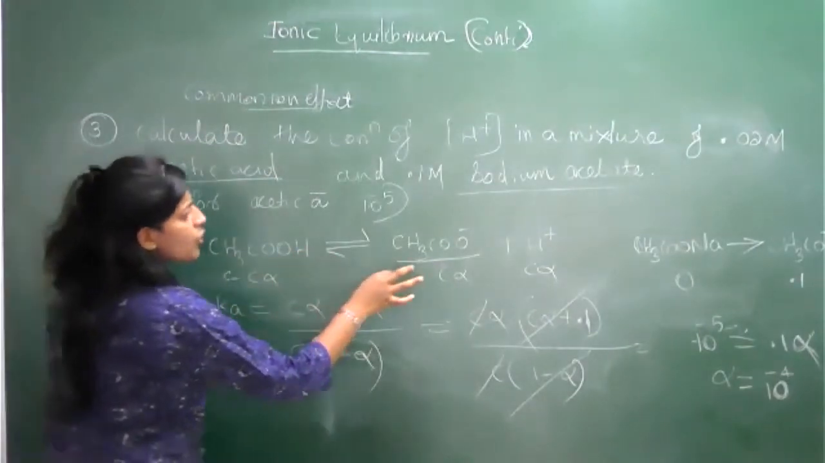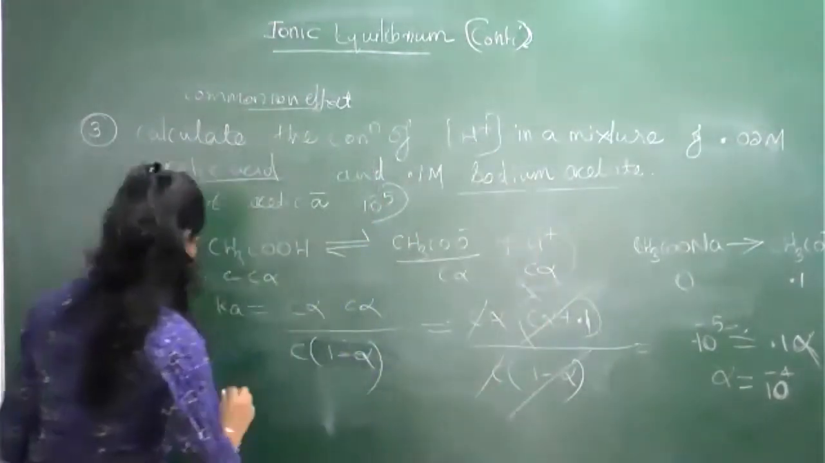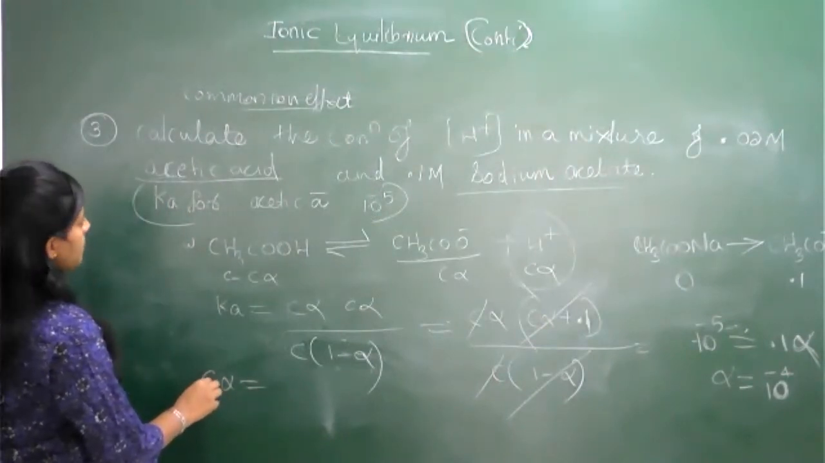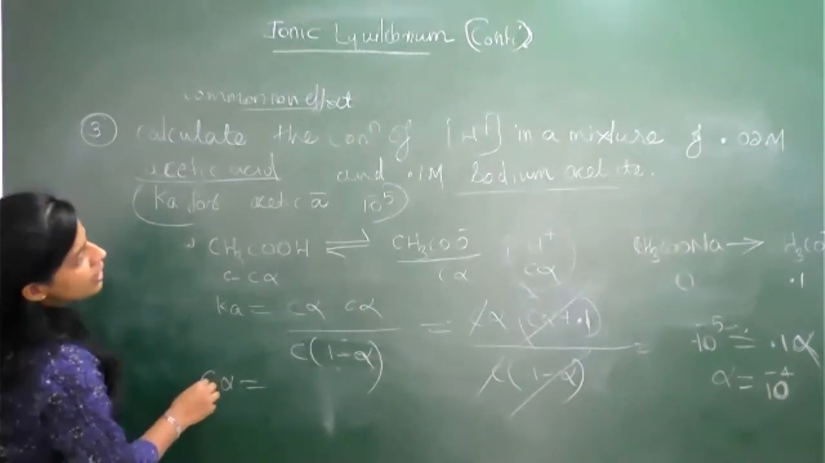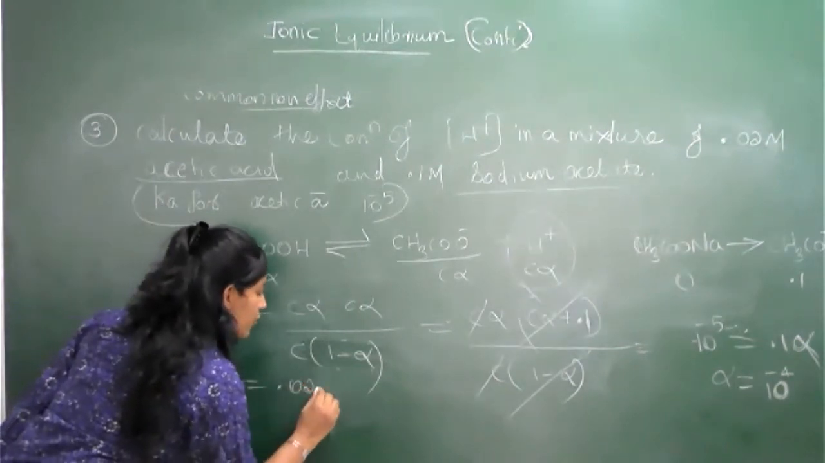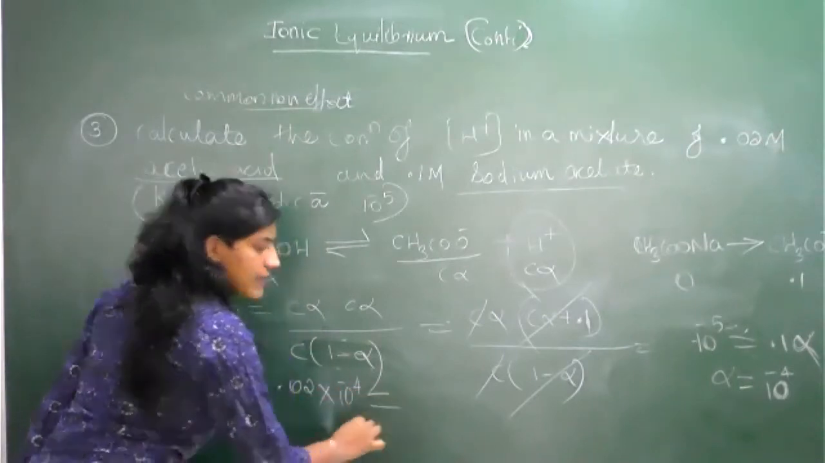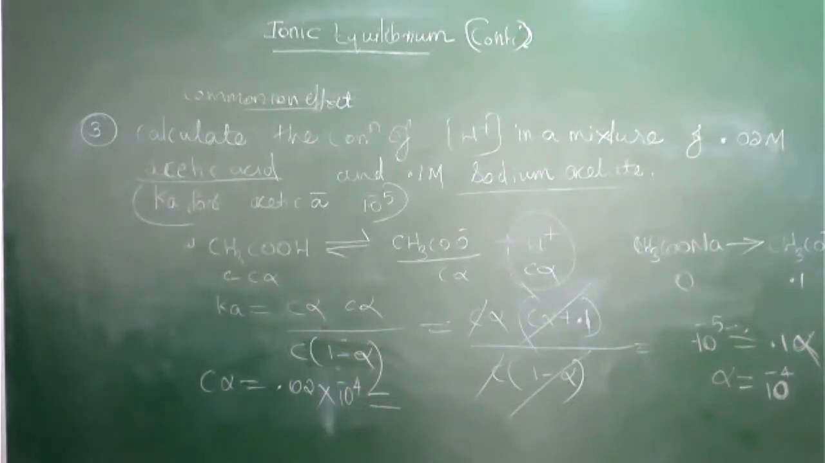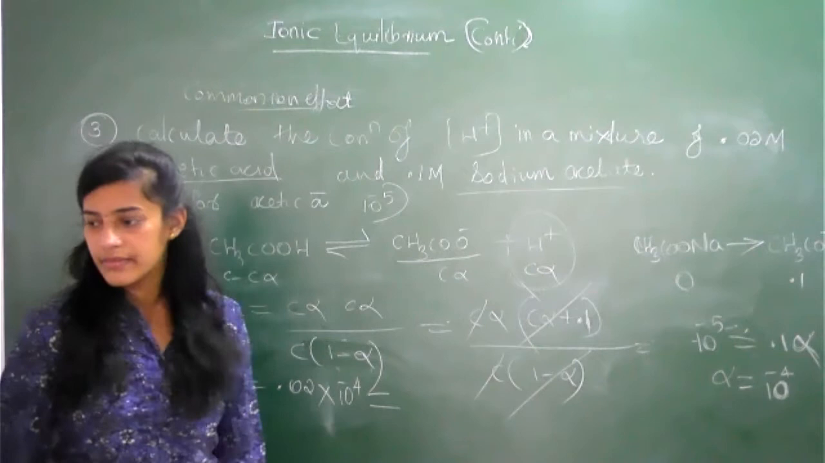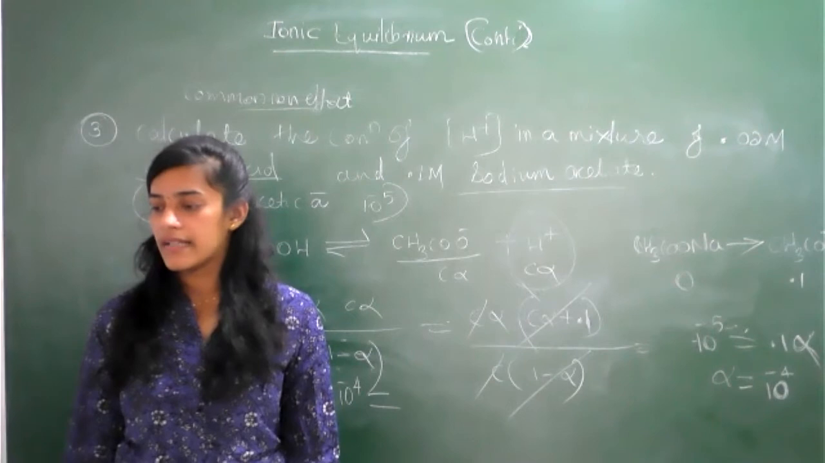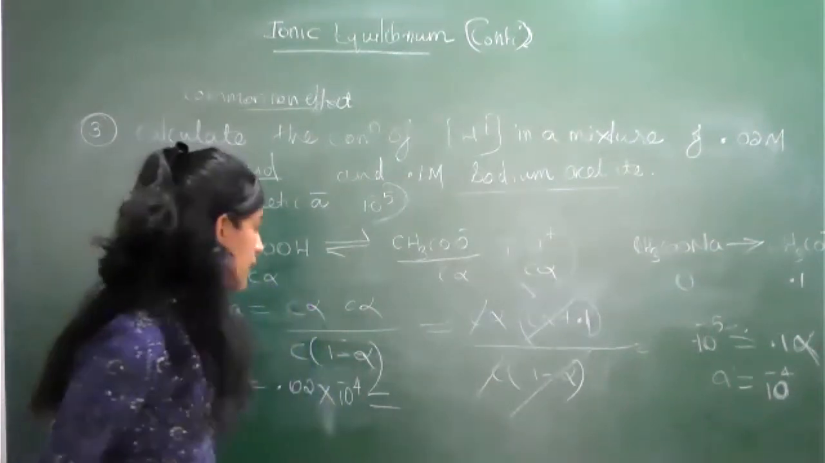Then you substitute C alpha. C alpha is equal to concentration 0.02 into alpha, 10 to the power minus 1. What about the answer, students? Very simple.